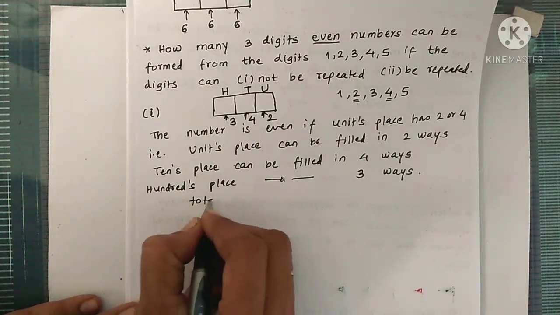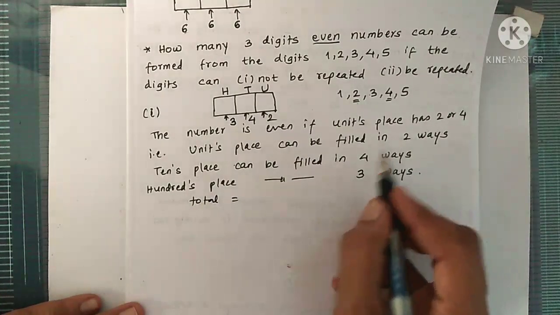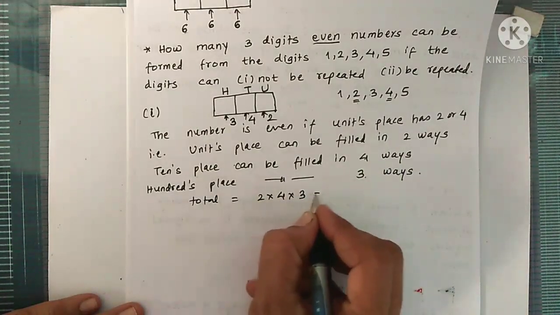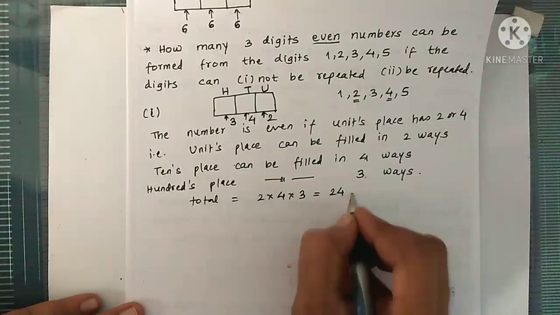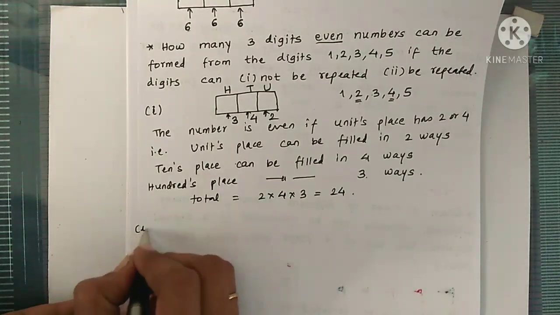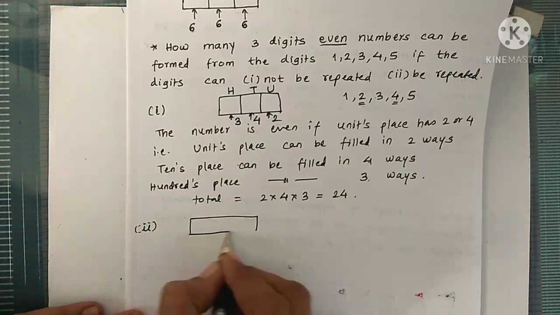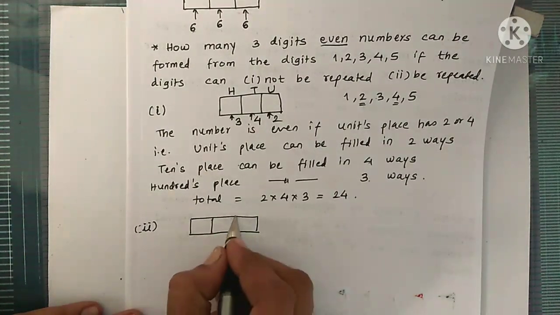So the total number of ways is, we have to multiply this. So this is 2 multiplied by 4 multiplied by 3. 8 into 3, 24. Okay. Now for the second case, that is the repetition of digits is allowed.